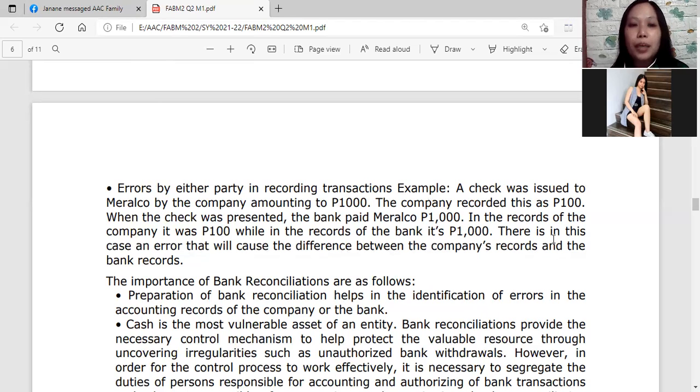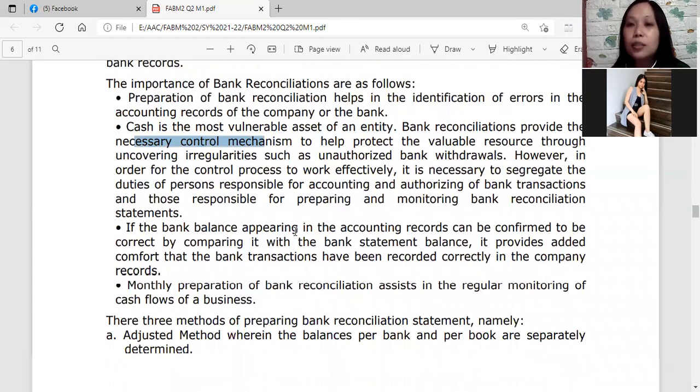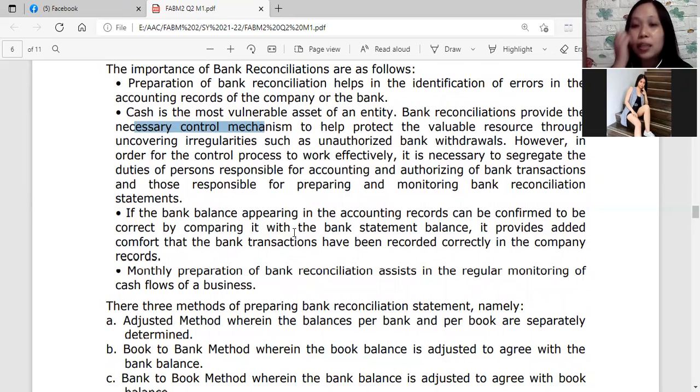Okay, so let us go to the importance of bank reconciliation. So what is the importance of bank reconciliation? Okay, it will identify errors. Okay, of course, that's the main reason why you do bank reconciliation. What else? It provides necessary control. It protects the valuable resources. Okay, so if there is no bank reconciliation, you didn't know. The company will never know if there are some errors made. Okay, so it will control. It will give control. What else?